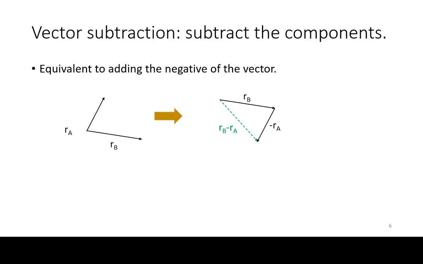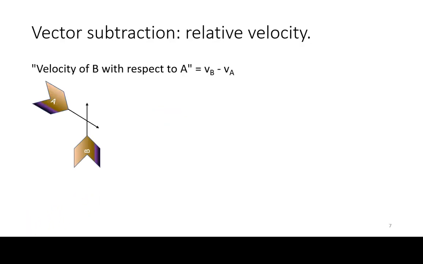Vector subtraction is similar to vector addition, except you are adding the negative or opposite direction of a vector. An application of vector subtraction is relative velocity.